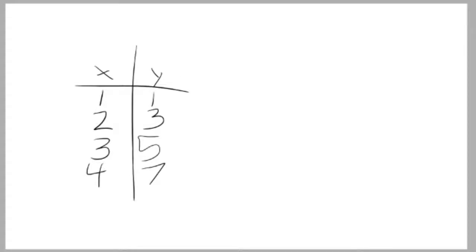Hello, I am going to help you identify whether an equation or a table is linear, exponential, or neither. First off, we'll start with this graph. Here we have the x-axis and the y-axis. The x-axis is going up by ones, while the y-axis is not doing that.